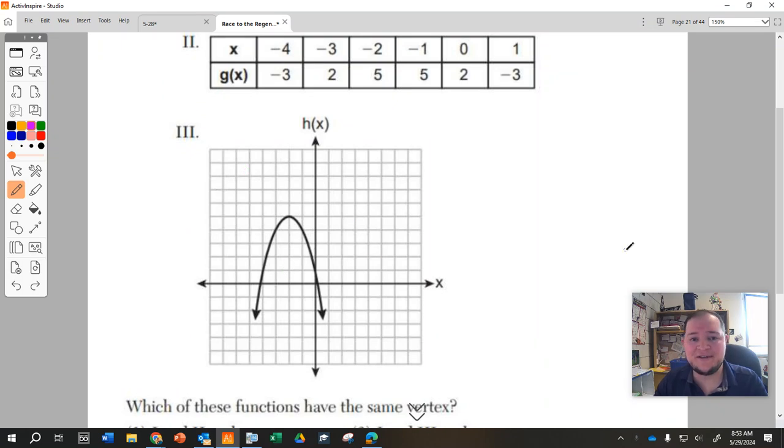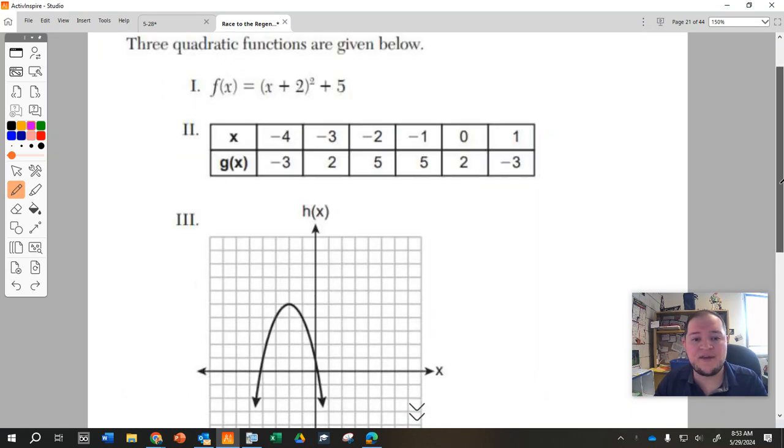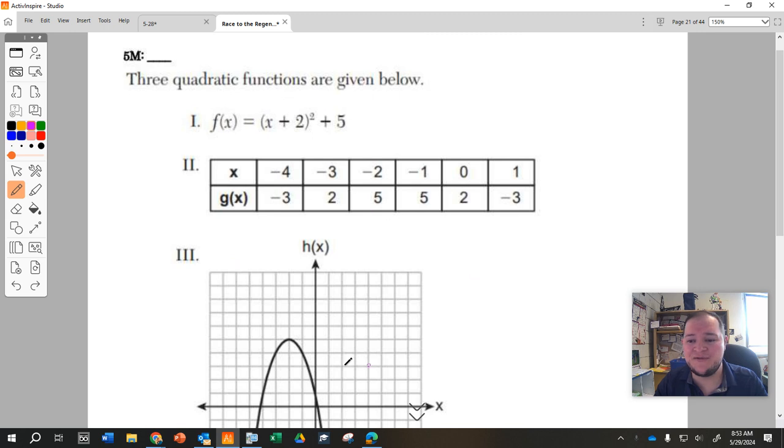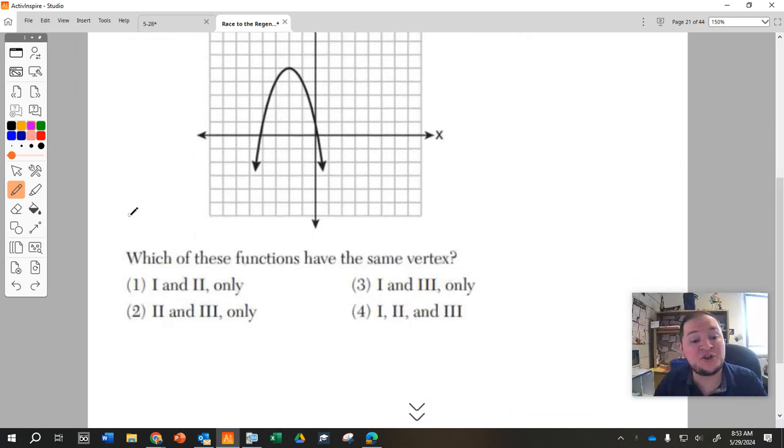For some reason, students seem to think that all 3 of these are just the representations of the same function. They are not. These are 3 different functions given 3 different ways. Real pain in the butt, I know. The question is down here though. Which of these functions have the same vertex?